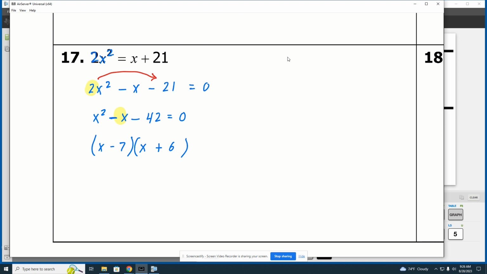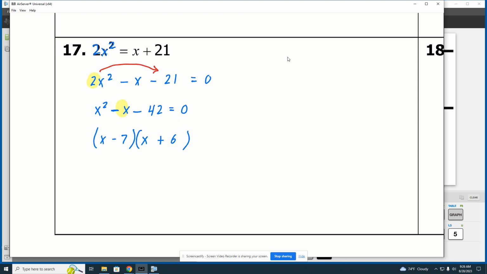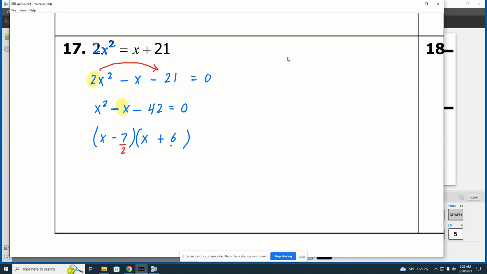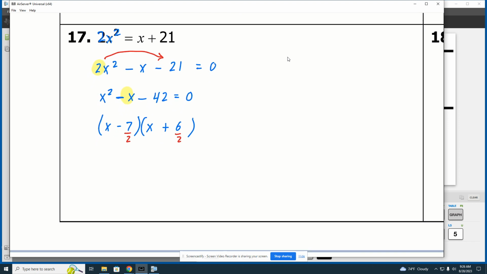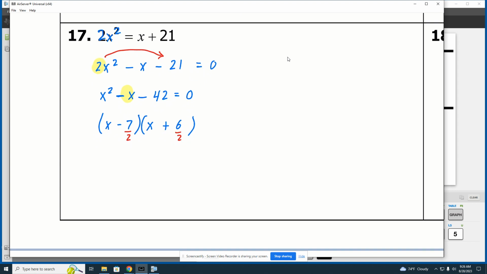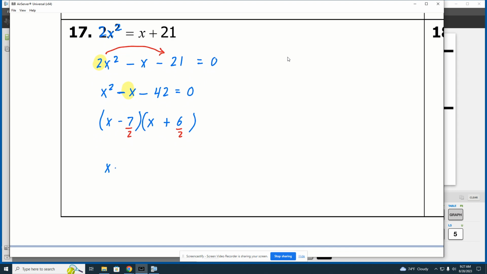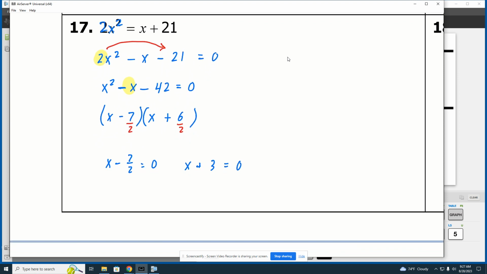Are those my factors? No, we got to go under with that 2. Now listen, do you have to rewrite these? No, because we're solving by factoring. So we're going to just take that x minus 7 over 2, unless you want to change it, and that x plus 3. What did I just do? I went ahead and simplified that one. And we'll set those equal to 0 and solve.